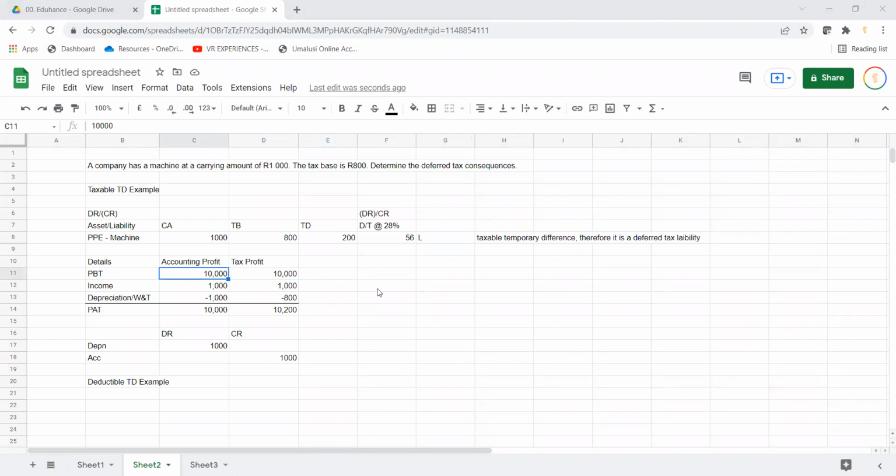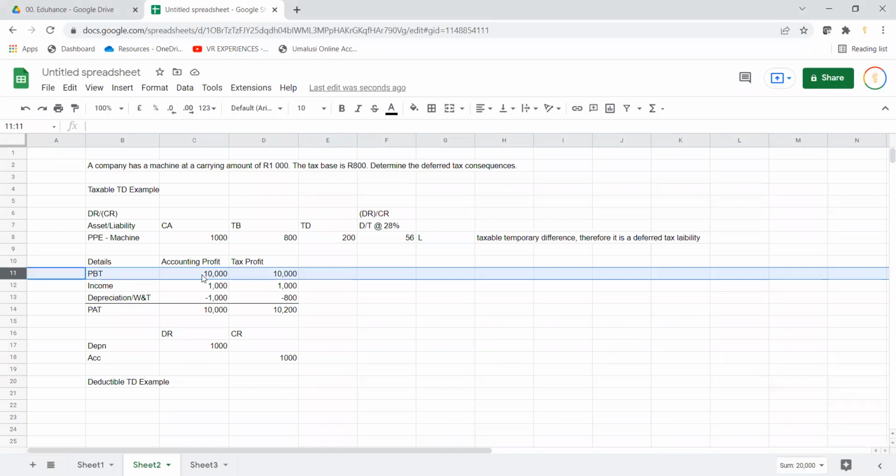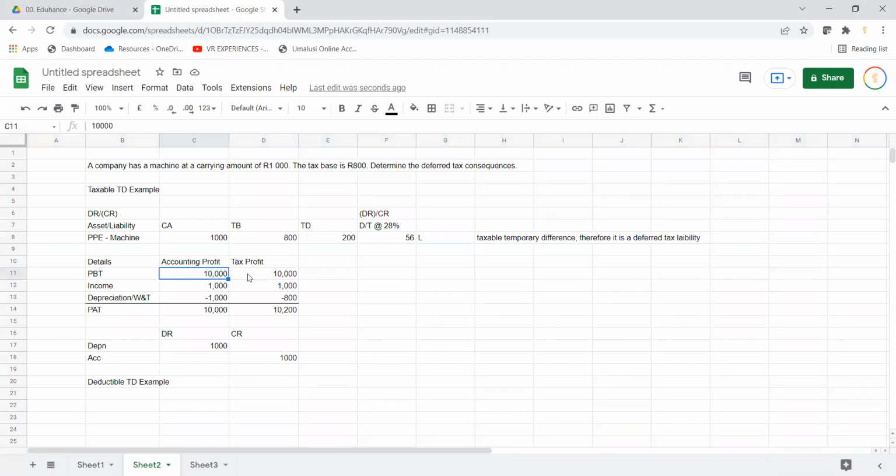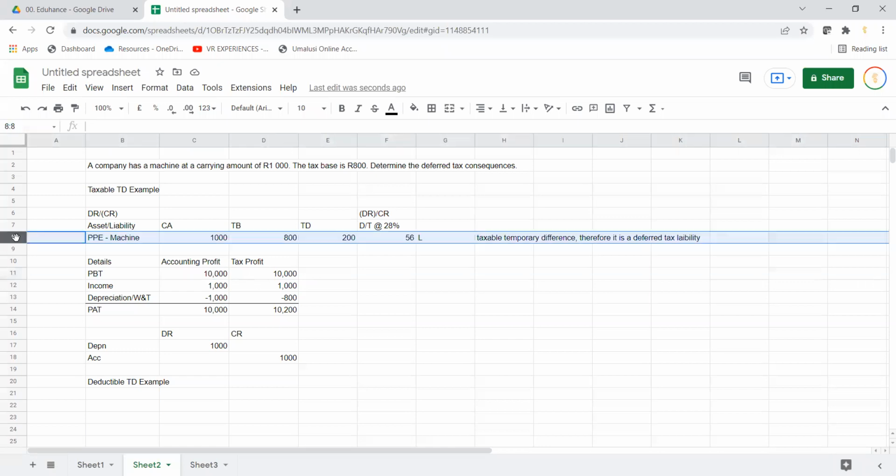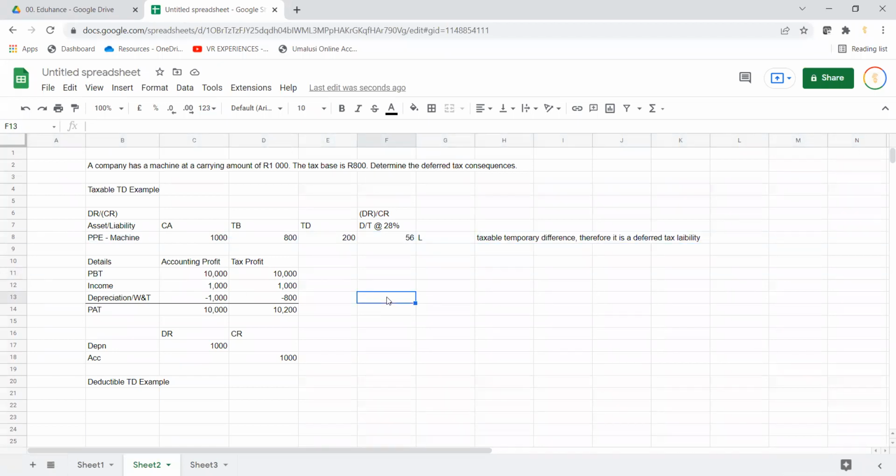So for accounting profit and tax profit, I assume the exact same number, and I'm saying accounting profit and tax profit are exactly the same, except for that one temporary difference. Now I apply the definitions. So remember, in order for PPE to be recognized at 1,000 Rand, it is inherent in the definition of an asset that the asset will generate an income in future of 1,000 Rand. So in future, we're going to generate an income of 1,000 Rand. So that is what I'm putting over here, 1,000 Rand.